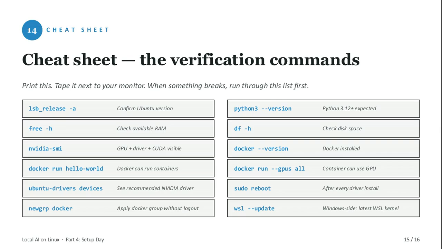And to make that foundation easy to maintain, here's your cheat sheet. Print it, tape it next to your monitor, and when something breaks in Part 9 or Part 17, run through this list first. It'll catch 90% of issues before you even open a search tab. The left column is your install verification. The right column is the deeper checks: Python version, disk space, Docker, GPU pass-through, and the WSL kernel update for Windows folks. Most debugging sessions start and end right here.